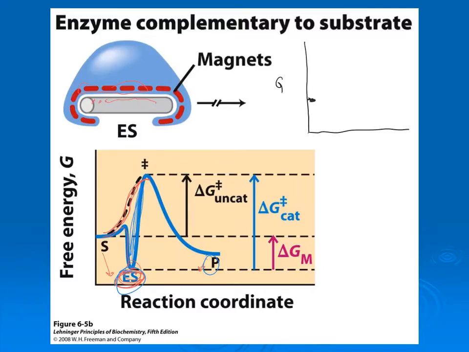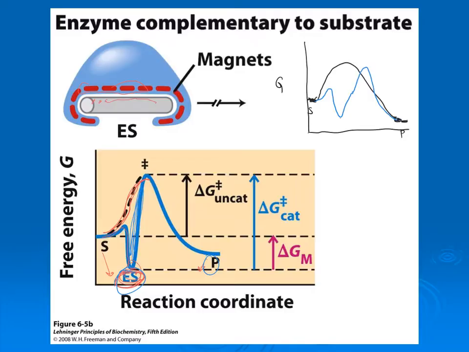So here's our E plus S. I'm just going to put the S there and the P here. You could imagine, though, and this is uncatalyzed, but what happens if it was too complementary, something like this? Then this is also bad.